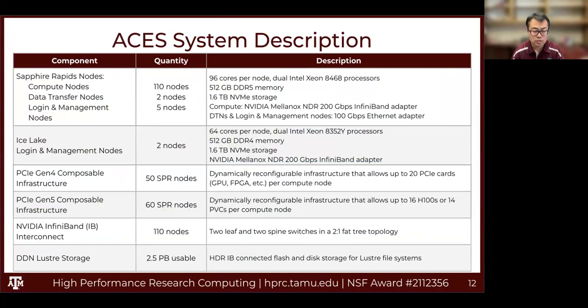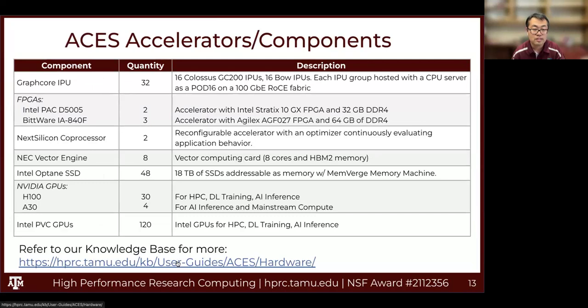Okay, this is a little bit about the system description. We have about 110 Sapphire Rapids nodes and Ice Lake nodes. These are the nodes that use the composable fabric, like the PCIe Gen 4 fabric and the PCIe Gen 5 fabric. We have about 2.5 petabytes of usable storage on ACES as well. So these are the ACES computing cluster accelerators. We have 32 Graphcore IPUs. We have a few Intel and BittWare FPGAs, 2 Next Silicon coprocessors, 8 NEC vector engines, and also some Intel Optane SSDs that can be addressable as memory with the MemVerge Memory Machine.